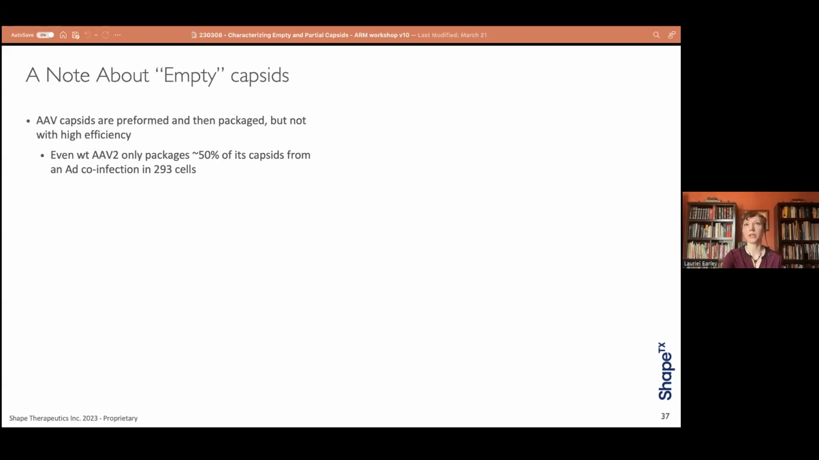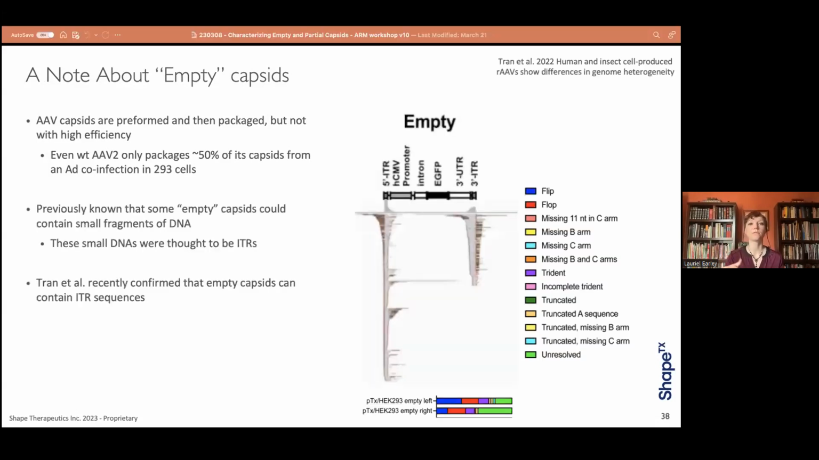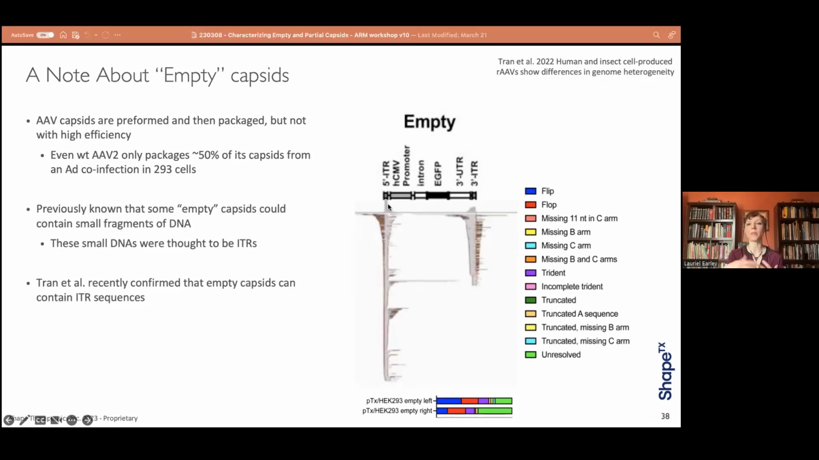And for a long time, it was thought that some portion of these empty capsids might actually contain genomic sequences that could be ITRs. But then Tran et al. from the TIE lab recently published work showing that this is true. They were able to fraction out their empty capsids on a density gradient, pull those out, extract the DNA, and send it for long-read sequencing. And then when they matched those sequences they got back against their input plasmid, we can see that most of these are matching to the ITR.